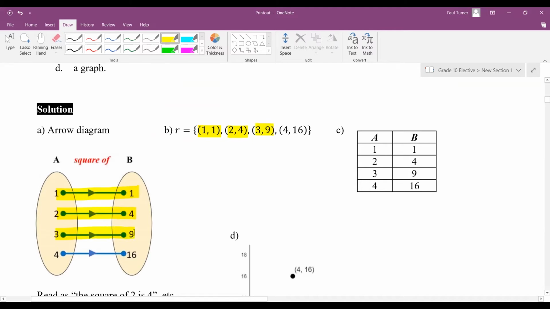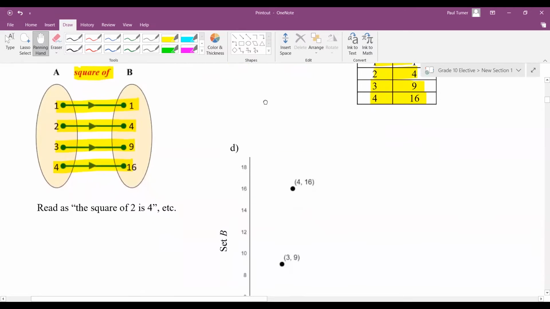3, 9, which is here. 4, 16, which is here. So A is the square of B as your relation, written in the middle. So your table, as we saw here: 1, 1, 2, 4, 3, 9, 4, 16. Table of numbers. And we can use the table to draw our graph.